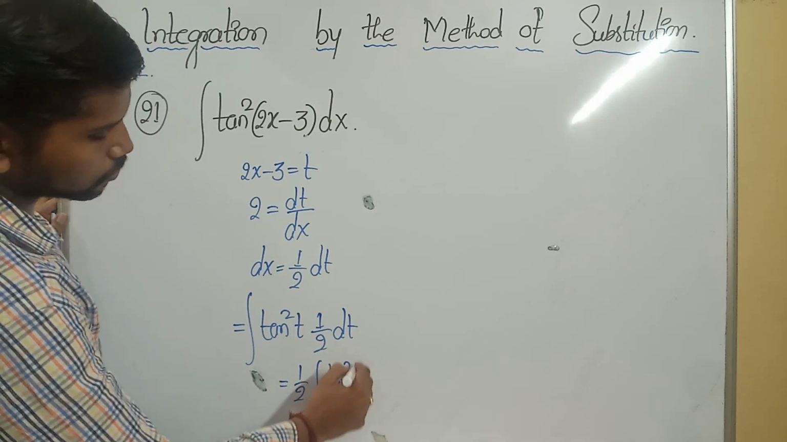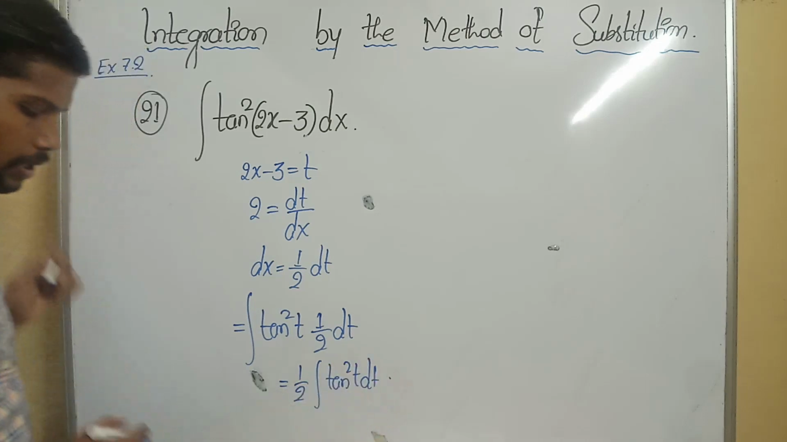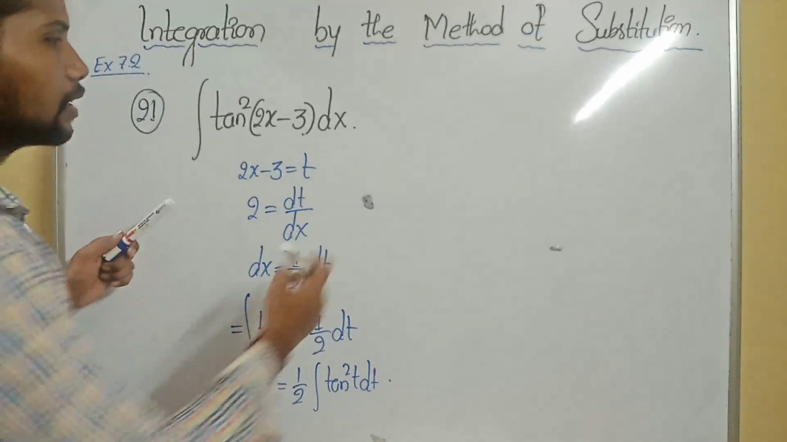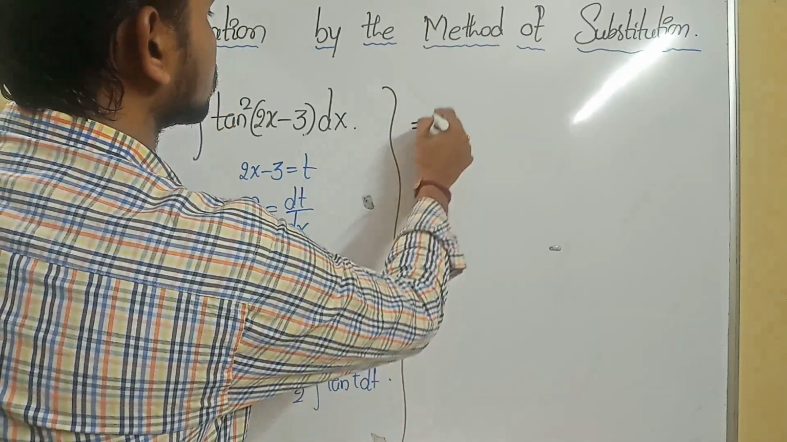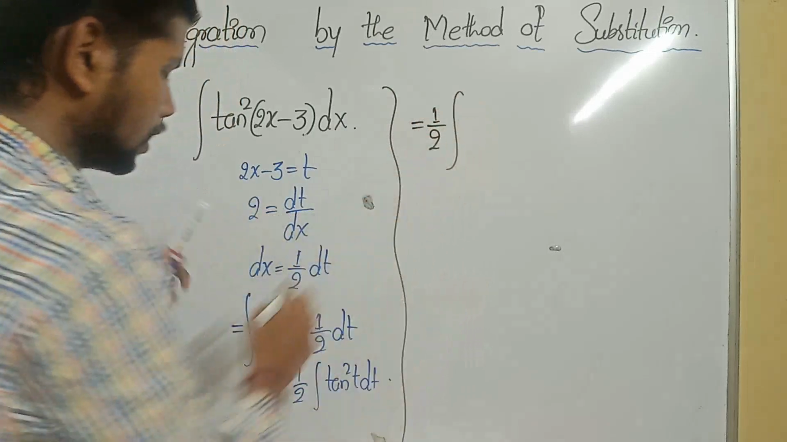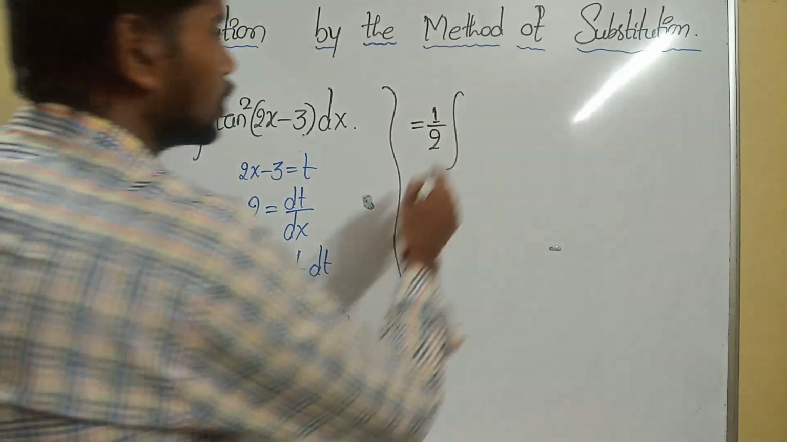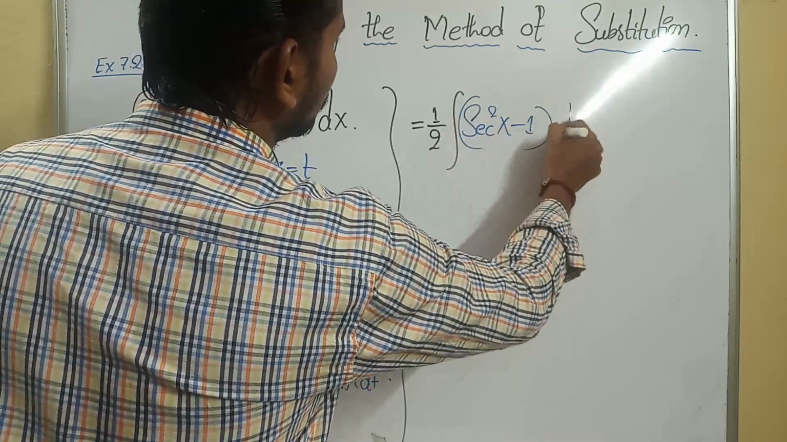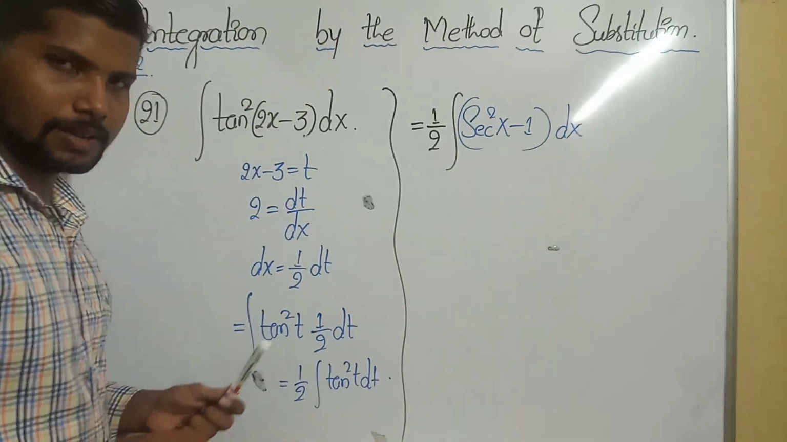Integral of tan square t dt. What is the integral of tan square? Yes, we don't know the integral of tan square. That's why I need to make some changes by using the formula, 1 by 2 as it is. What is tan square? Can I write tan square as secant square x minus 1 into dx? Got the point clearly?